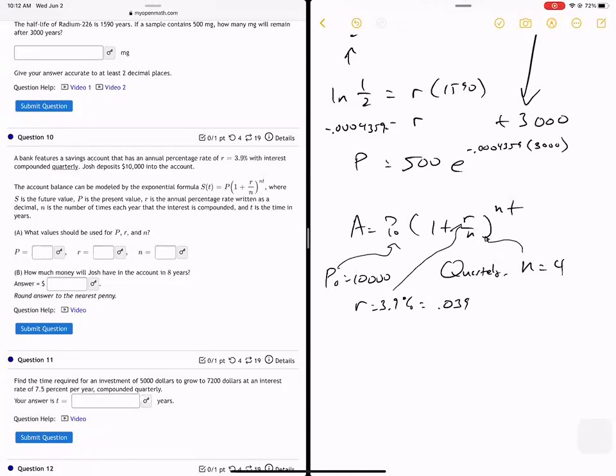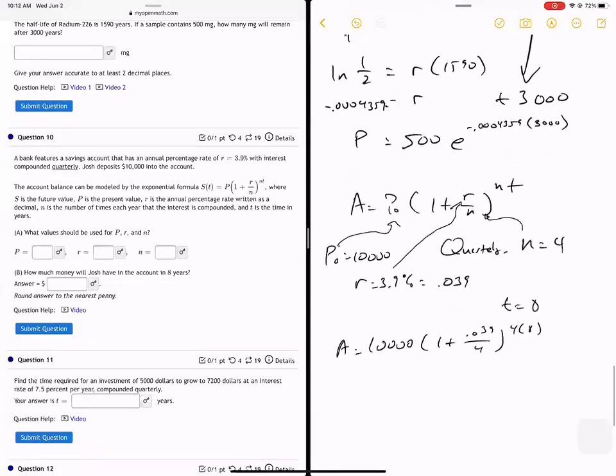Now, what do we need in the end? They want us to figure out, the last question, part B, is what is our number of years? Hence, our t is equal to 8. So we have everything we need. A is equal to 10,000 times 1 plus 0.039 over 4, to the 4 times 8. Because I'm going to pay you 32 times. I'm not just paying you 8 times, 1 per year. I'm paying you 32 times because I pay you 4 times per year. And that's all in the calculator.